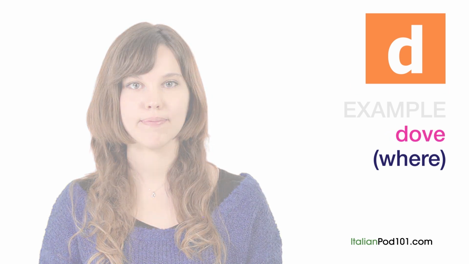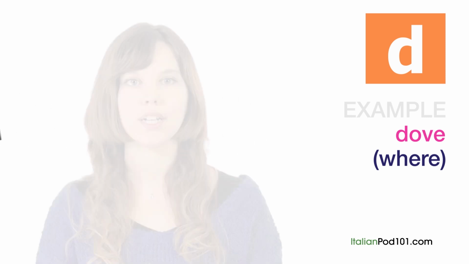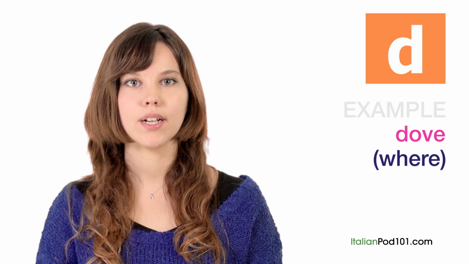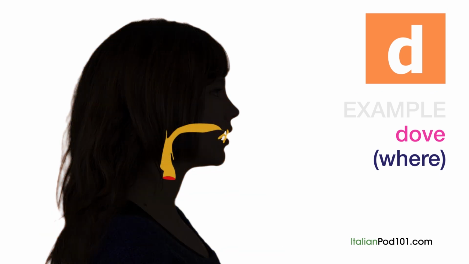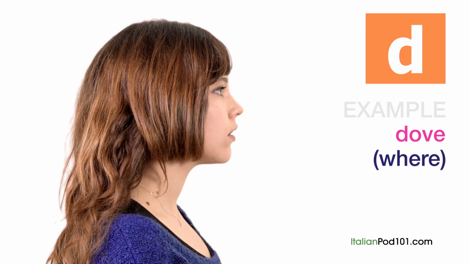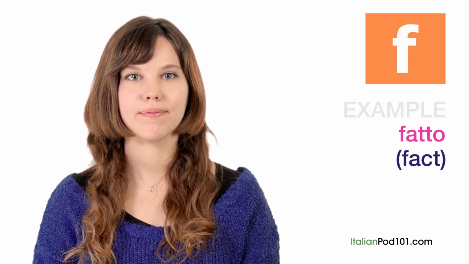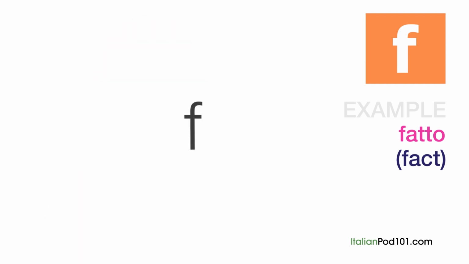The next consonant is D. Dove. Like the d sound in the English word dad. D. The next consonant is F. Fatto. Like the f sound in the English word find.